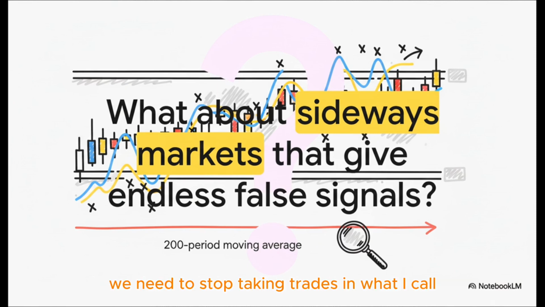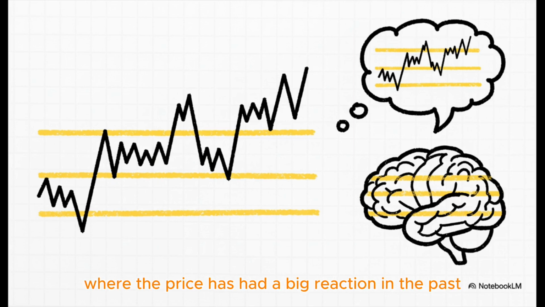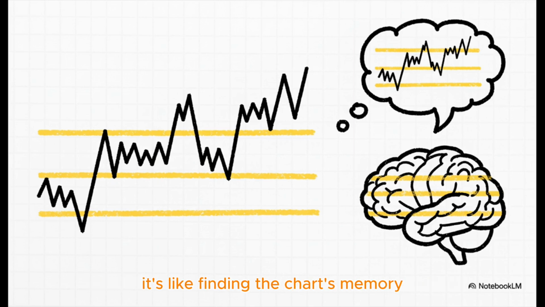To fix this, we need to stop taking trades in what I call no man's land. We need to trade from specific, important locations on the chart. Basically, we need to create a map. And the solution here is good old-fashioned price action. We're going to look back at the chart and find the exact levels where the price has had a big reaction in the past. It's like finding the chart's memory.